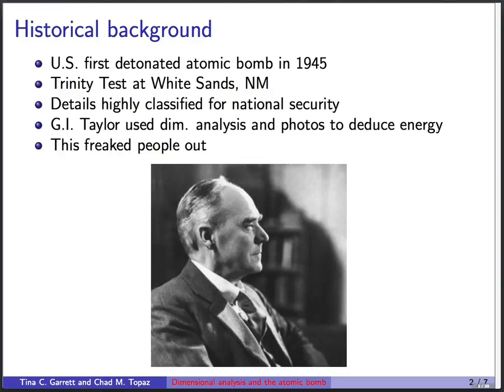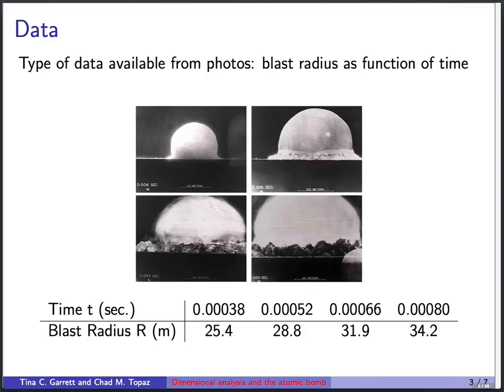However, there was this physicist named G.I. Taylor, that's this guy here, and he used dimensional analysis and photographs, which I'll show you in a minute, and a little bit of extra information, but essentially dimensional analysis and photographs, in order to figure out the explosive energy of the atomic bomb, which was supposed to be a closely guarded secret. And this really freaked people out that this guy was able to figure it out using math and pictures. And I want to walk you through how he did it.